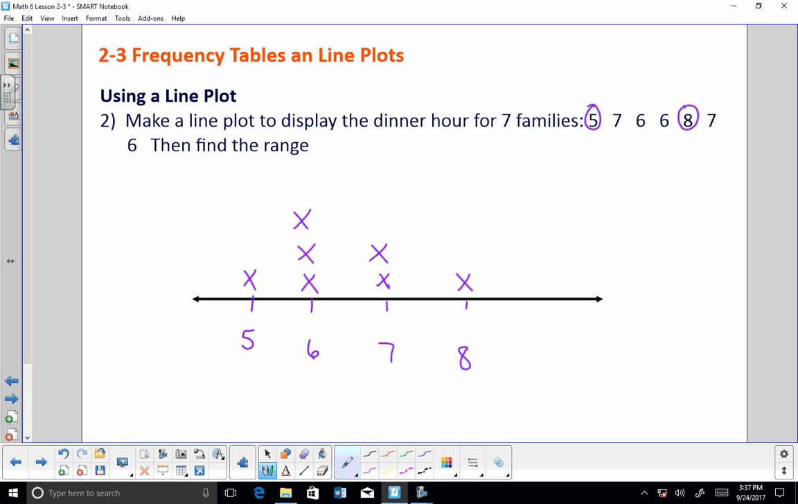So now this line plot just needs a title. This would be our dinner hours.